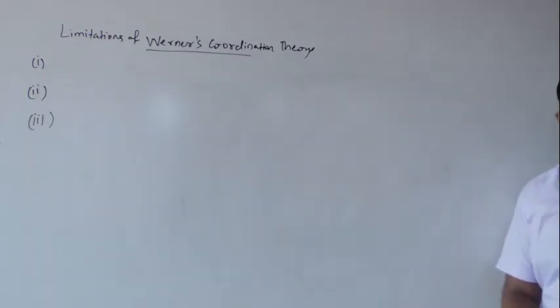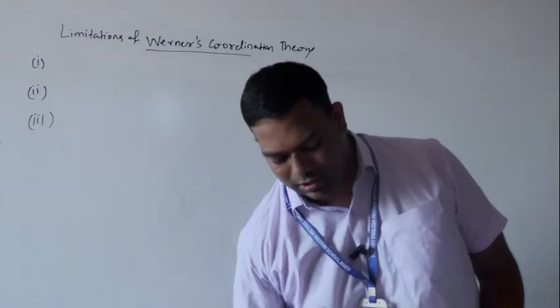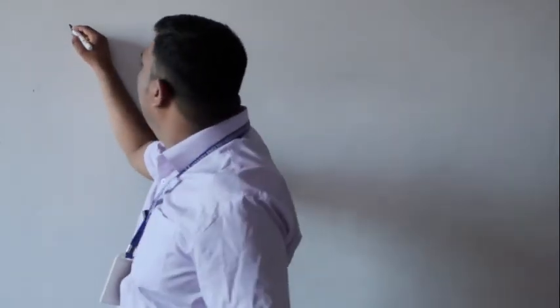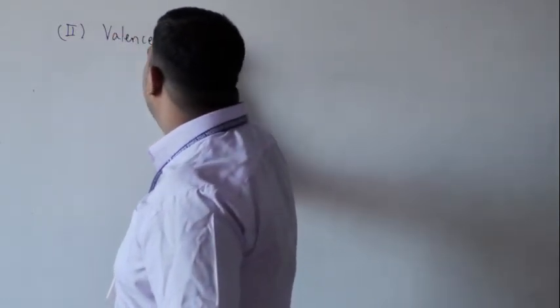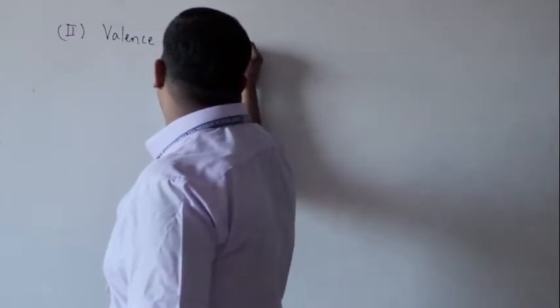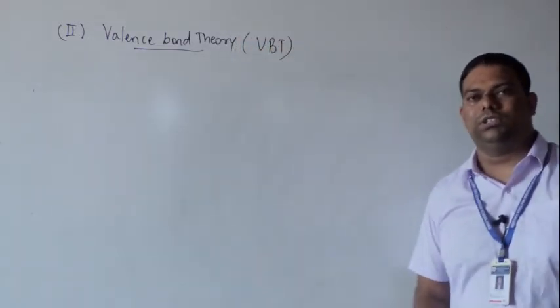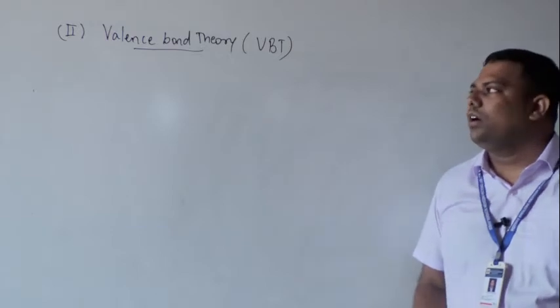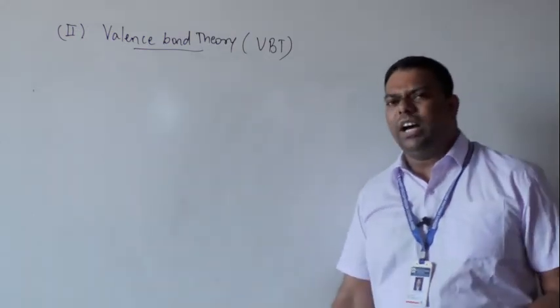So these are what regarding Werner's coordination theory. Now we will discuss valence bond theory. Second is our valence bond theory, VBT. Actually, as you know, this theory you saw in chemical bonding and molecular structure. On the basis of this theory, we derive the hybridization of compounds. Now here the main assumptions are important.